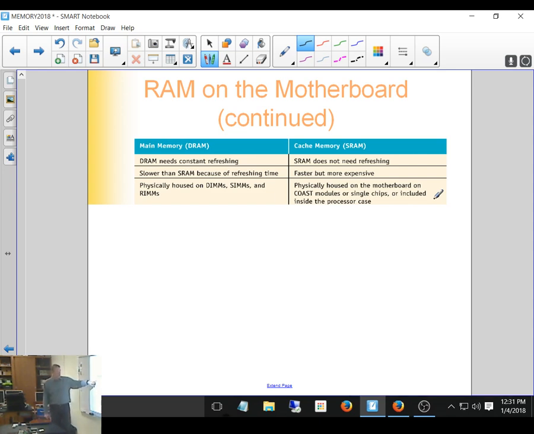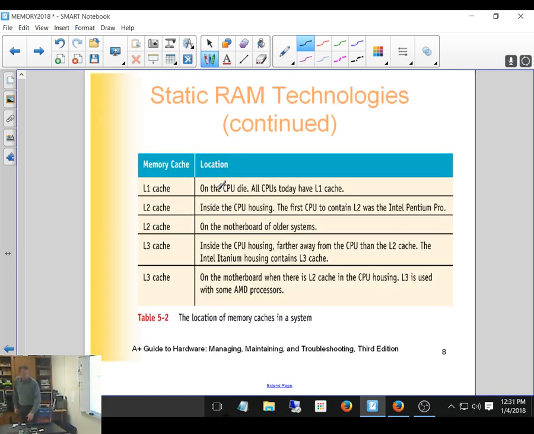It's slower because of the fact that it has to keep being refreshed. And it's physically housed on DIMMs, which are our memory modules. Whereas cache memory is static RAM. It doesn't need to be refreshed. It's very fast, but it's also expensive, and it's housed on the CPU itself.